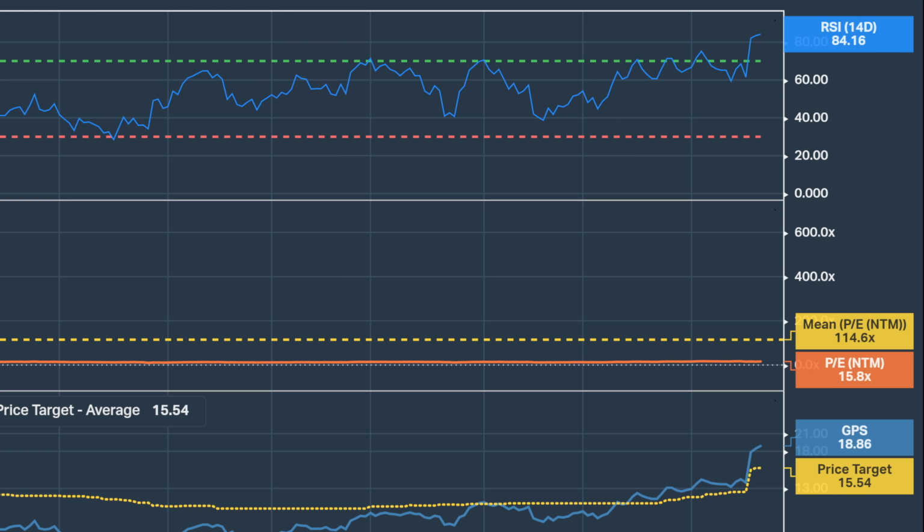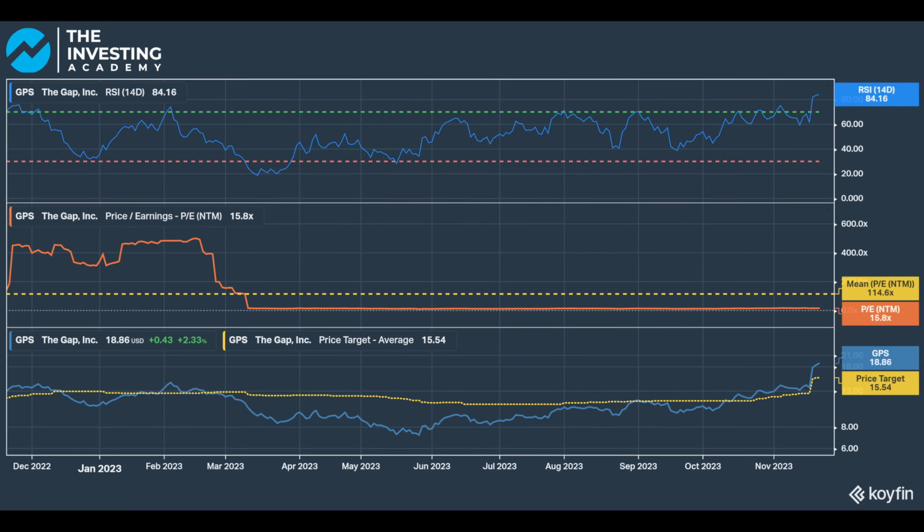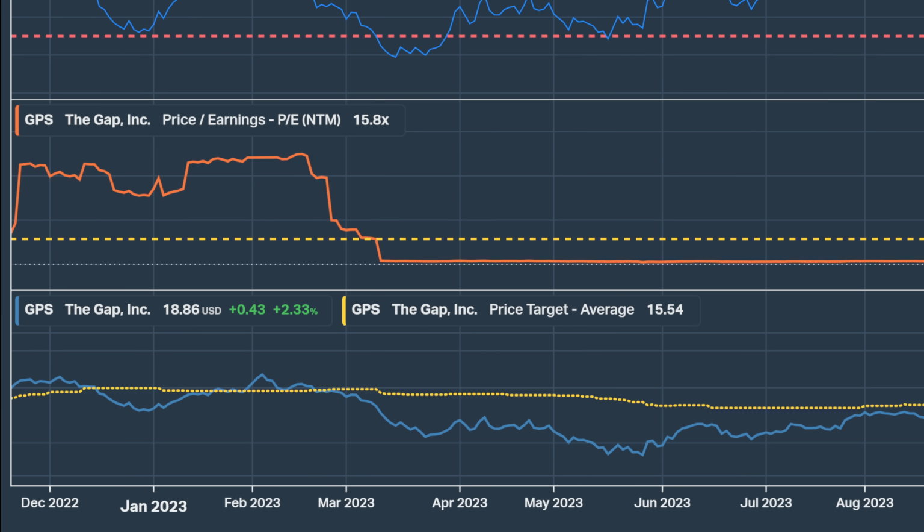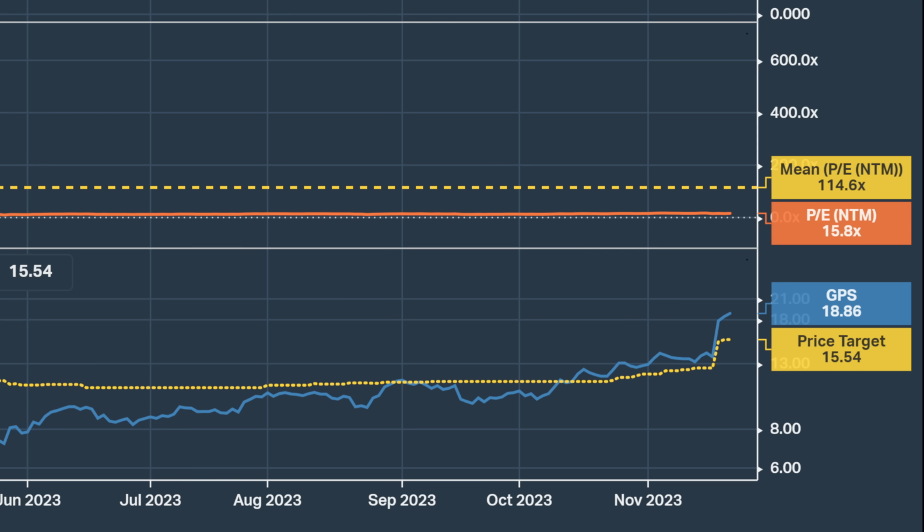The price to earnings ratio is 15.8. It's saying here that the mean PE is 114.6, but we can see how that might be affected by really high PEs quite a while ago, about a year ago or so. So again, that might necessitate some additional research. The current price target is $15.54, and the Gap is trading currently at $18.86. So the company might be trading in frothy territory today.